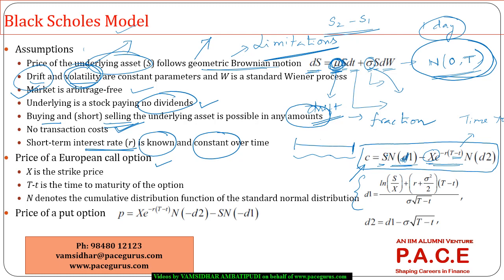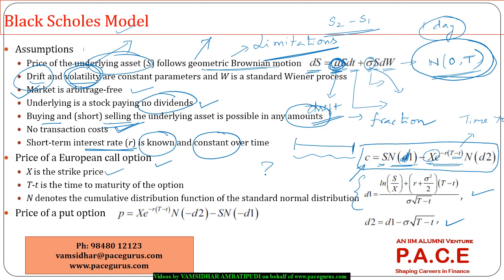So it is the spot price times N(D1), where N(D1) is the cumulative distribution function of the standard normal distribution corresponding to D1, minus the present value of the strike price times N(D2). D1 and D2 are calculated through this kind of formula, and X is the strike price of the option.